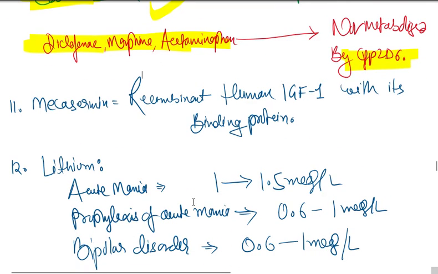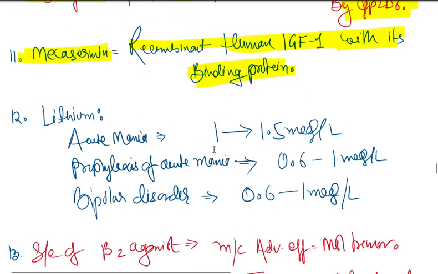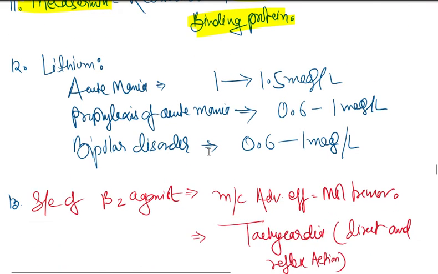Okay, mecasermin is recombinant human IGF-1 with its binding protein. Mecasermin, recombinant human IGF-1 with its binding protein.